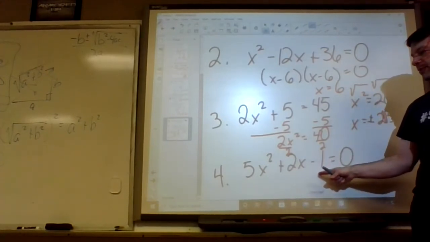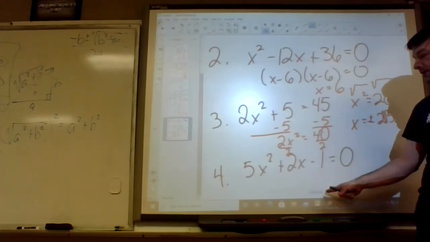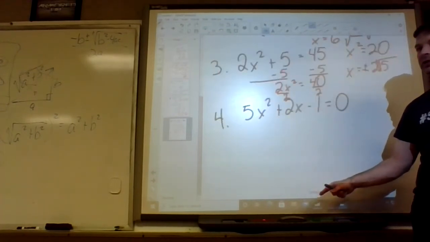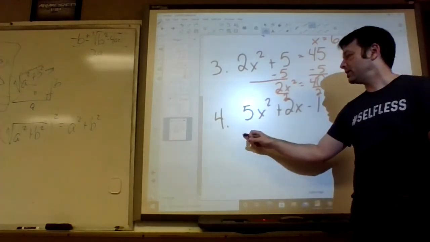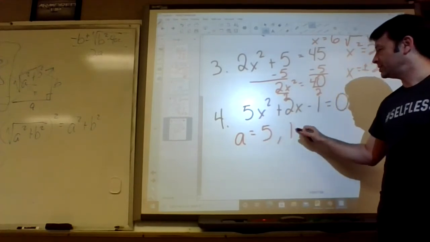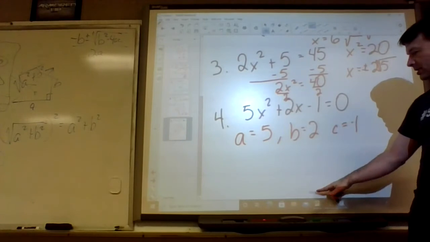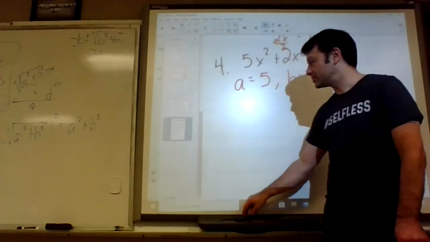Okay, on 4 I purposely made it so it doesn't factor. So you have to use quadratic. I made A is 5, B is 2. We're gonna pause while you guys work on that. Number 5 is gonna be our last question.